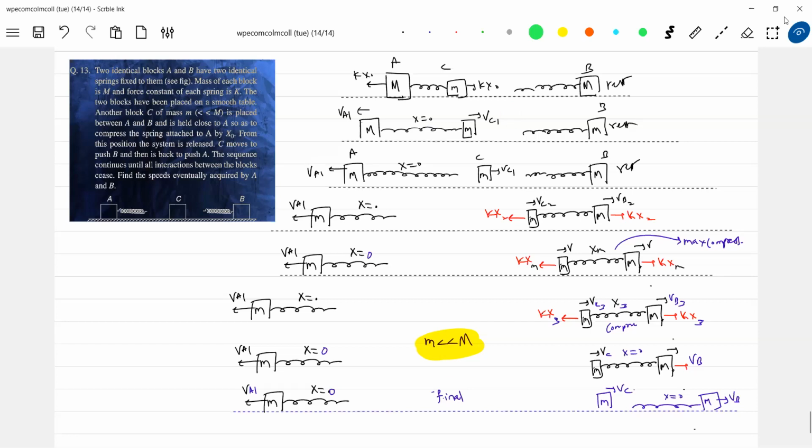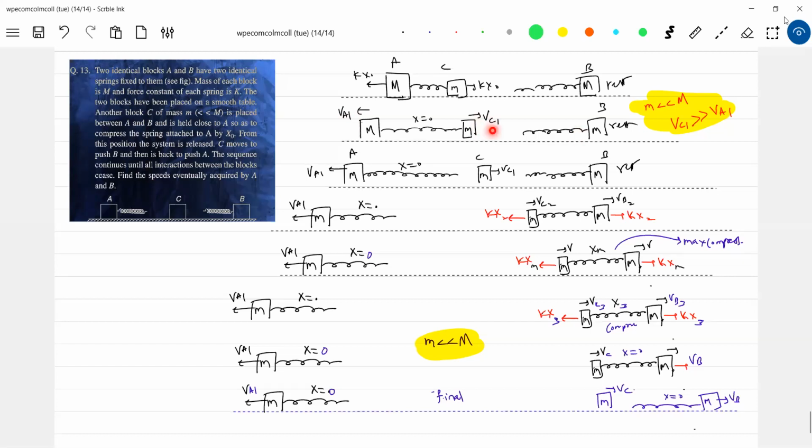So what is the basic idea? m is very much less than capital M. Therefore, VC1 will be very much greater than VA1. If you don't analyze this and just keep on drawing diagrams, you'll become an artist. You'll not become an engineer. Like your teacher is showing diagrams, anybody can draw. We have to take the help of that condition. So VC1 will be very much greater, so this VA1 will be very less. So this will go and now collide with this.